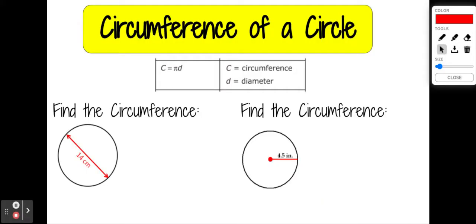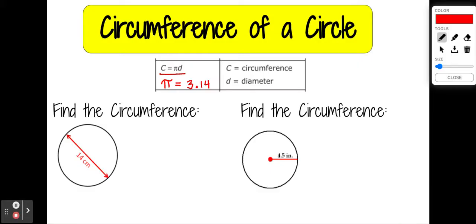The first two examples that we're going to look at together are just simply find the circumference. So the formula on the formula sheet that you'll get says the circumference equals pi times the diameter. And we know that pi is equivalent to approximately 3.14. So we're going to use the number 3.14 for pi. Okay, so let's begin with our first example.